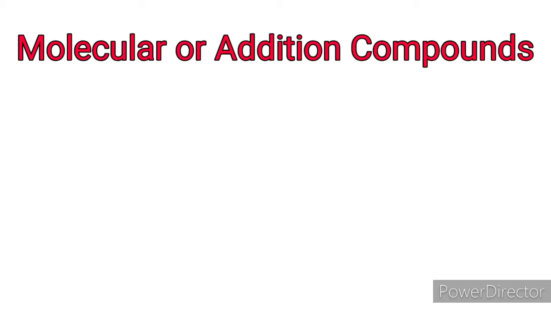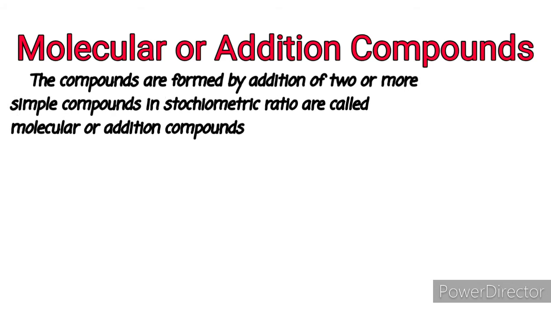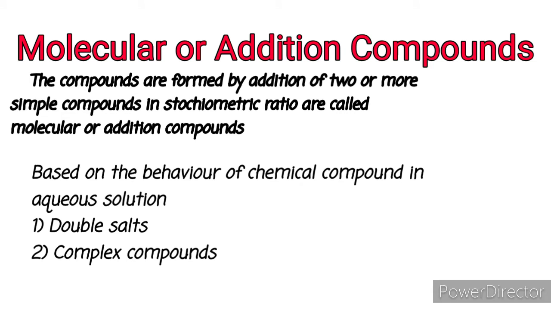Molecular or addition compounds. Definition: the compounds formed by the addition of two or more simple salts or simple compounds in a stoichiometric ratio are called molecular or addition compounds. And these are classified into two types based on the behavior of chemical compounds in aqueous solution. First one, double salt. Second one, complex compound.